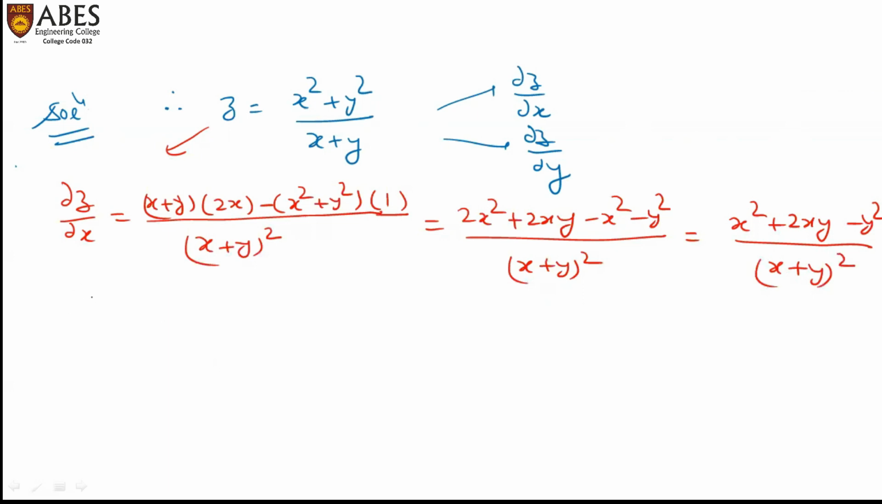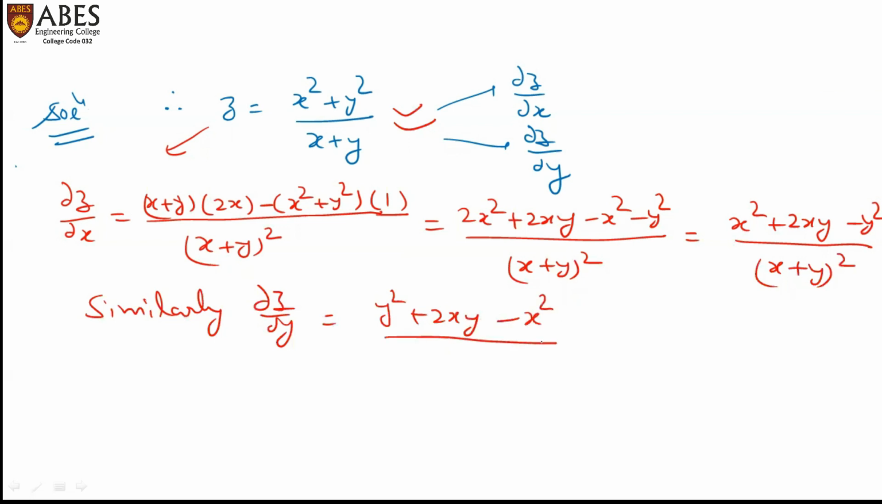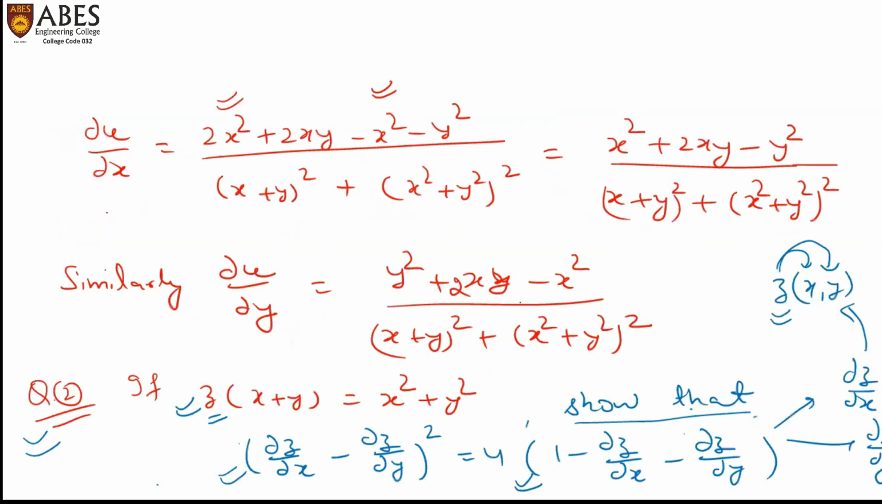Similarly, we can easily get del z upon del y, just by replacing x by y and y by x, as z is a symmetric function in terms of x and y. So del z upon del y equals y square plus 2xy minus x square upon x plus y whole square. Correct. Now the required result is, for the left hand side, we have to subtract and then take the whole square.